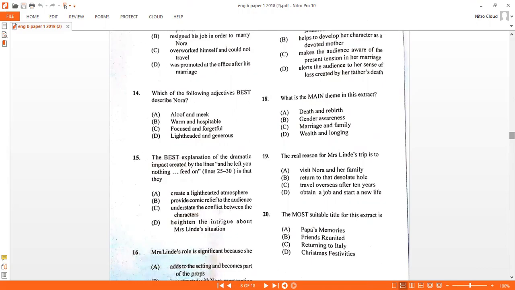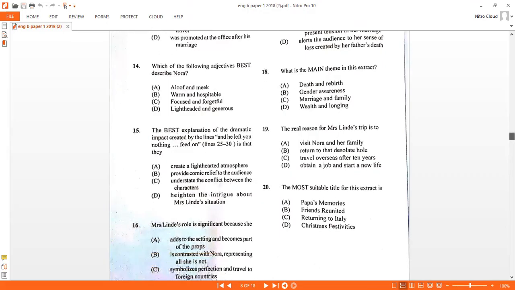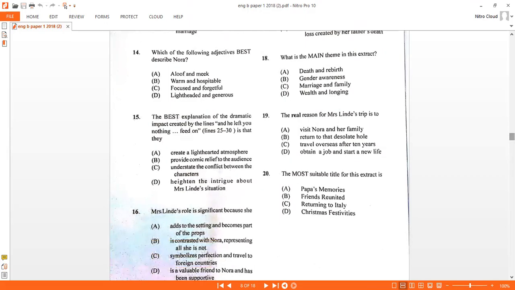We could eliminate everything except D, except C, my apologies, except C. It is not about death and rebirth, neither gender awareness, neither wealth and longing. The options given could not work. Marriage and family, yes, it's all about marriage, all about family. Both females talk about their marriage, talk about their family, and in that they talk about themselves. Let's go to number 19. So the answer for number 18 is C.